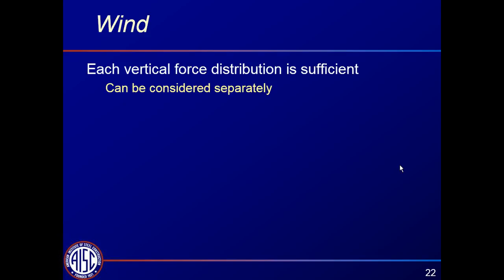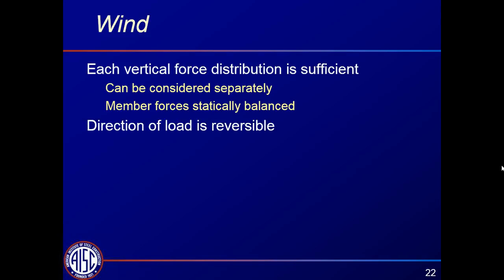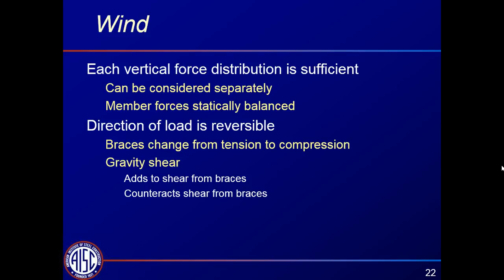So starting with wind, as I said before, each vertical force distribution is sufficient. We don't necessarily just have one, but often we do analyze just one. The member forces will be statically balanced. The direction of load is, of course, reversible, and we account for that in our design. Braces change from tension to compression. Sometimes the gravity shear will be additive to the shear from the braces in the beam, and sometimes the gravity shear will counteract the shear coming from the braces into the beam.